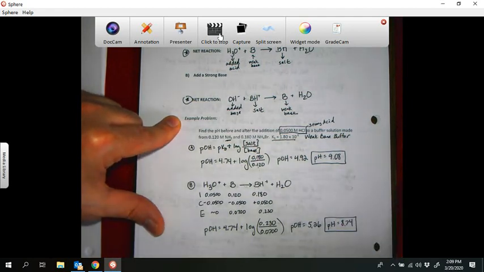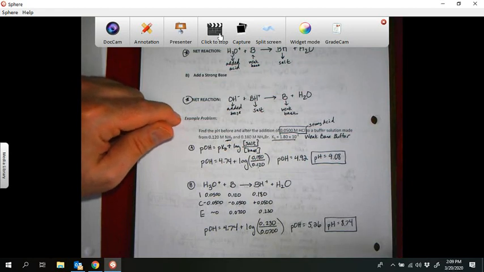That is the conclusion of lesson 2. So you can go ahead and work on the worksheet for buffering action.